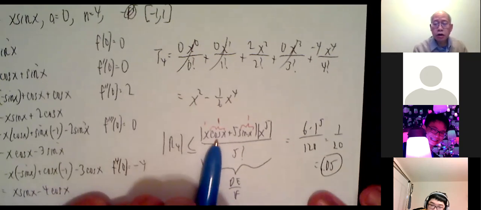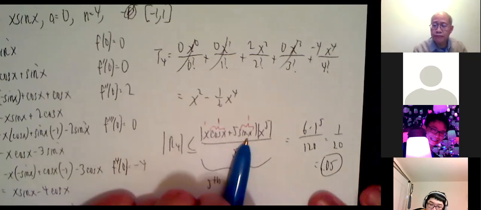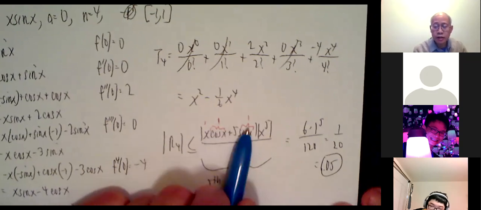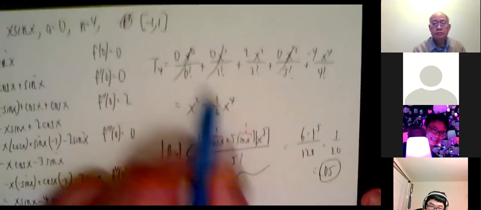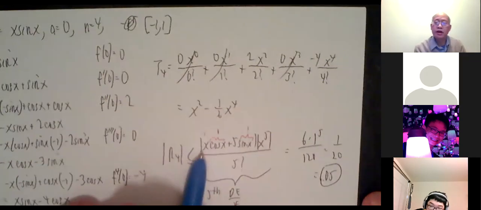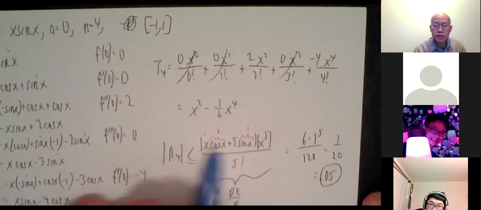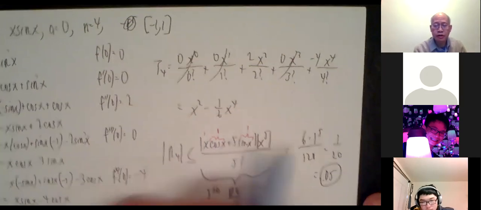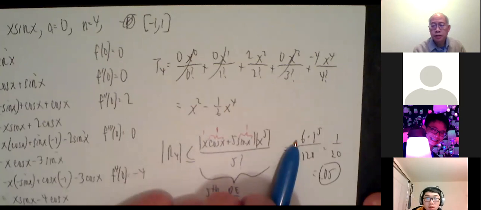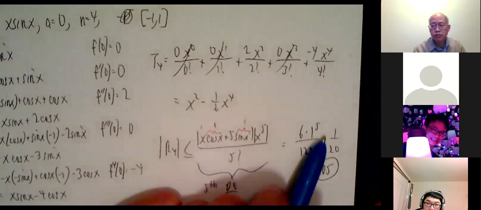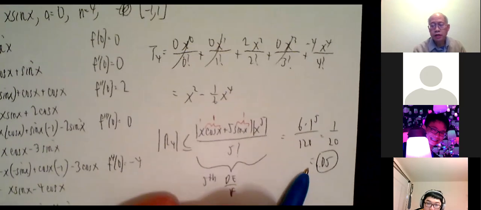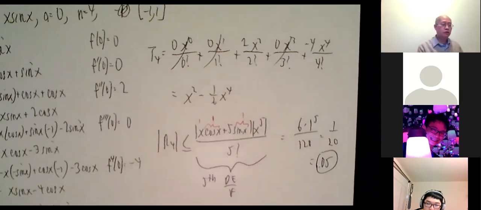How do I do this stuff? Okay. Cosine x and sine x have a maximum value of 1. We already know that, so I'll just call that 1. How do I maximize x between -1 and 1? With a 1. So 1 times 1 plus 5 times 1 is 6, times 1 to the 5th over 5 factorial, which is 120. So that's 1 over 20, or 0.05. Okay, so my error is no more than 0.05, and that pretty much is it.